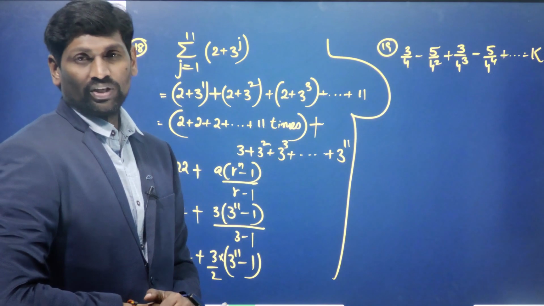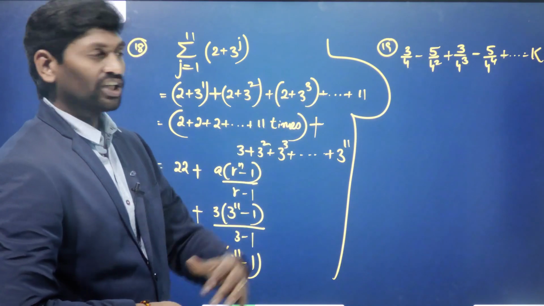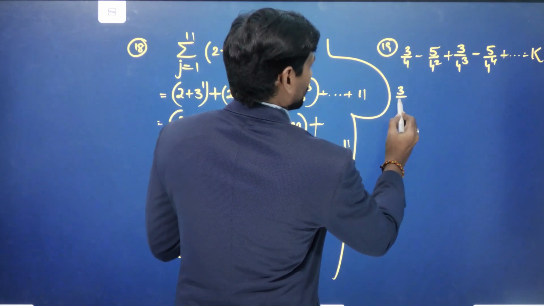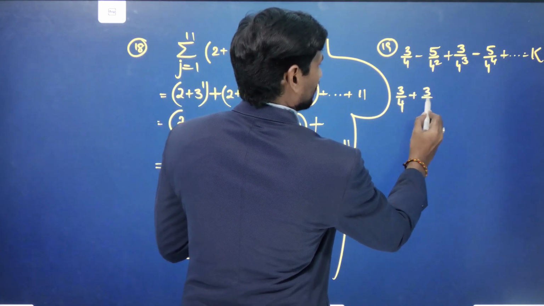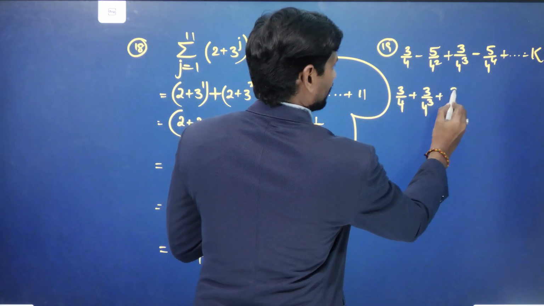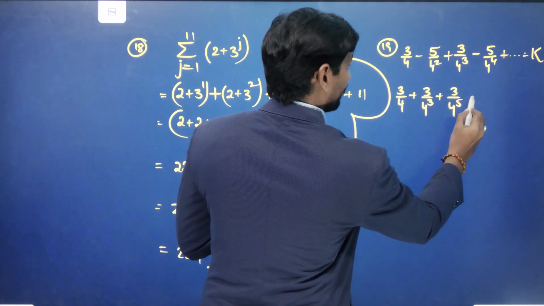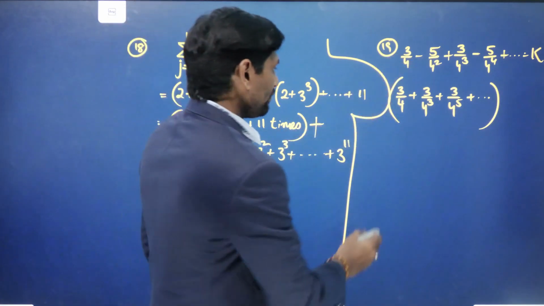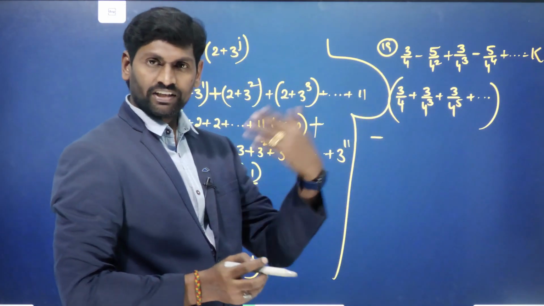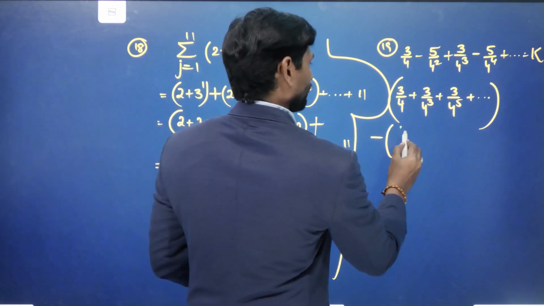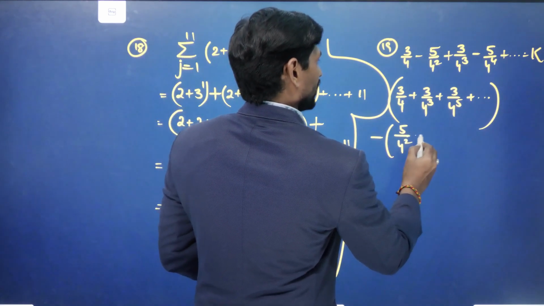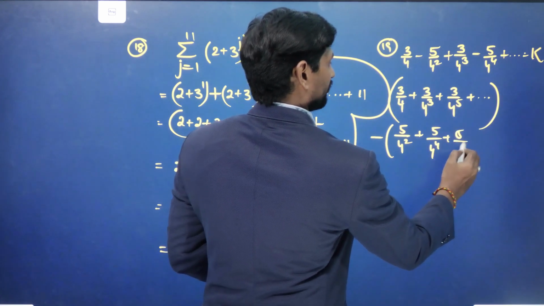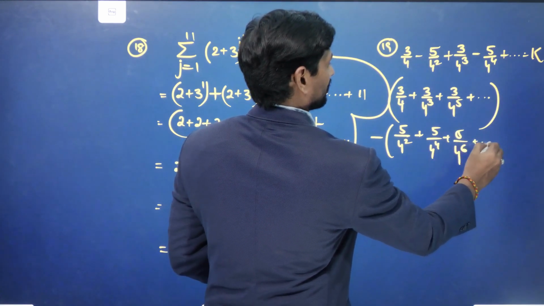While you are observing this one, two different combinations are given. I am separating them. The first one is 3/4 cube, (3/4)^5, plus and so on. This is the first combination. And remaining all terms are starting with minus, so I have taken minus as a common term: 5/4 square, (5/4)^4, (5/4)^6, and so on.